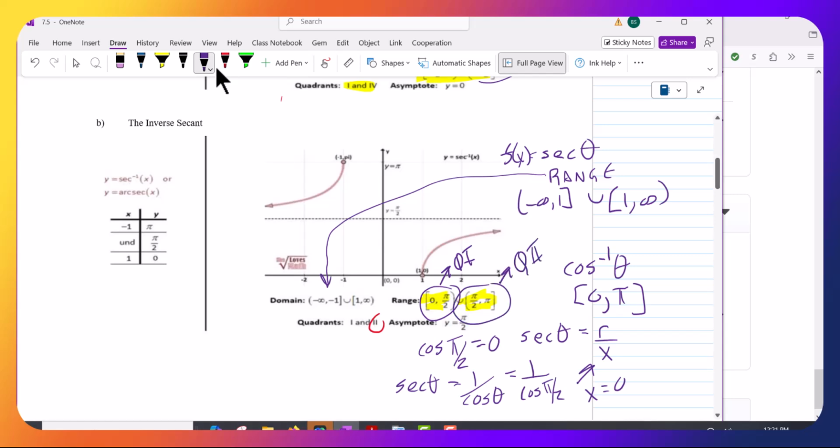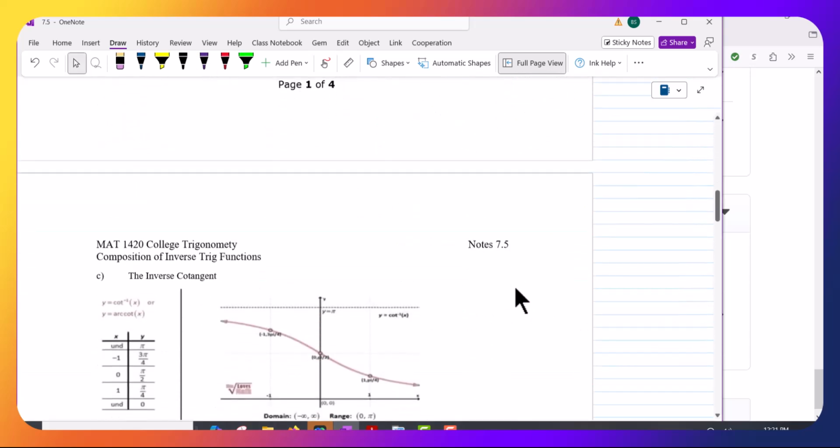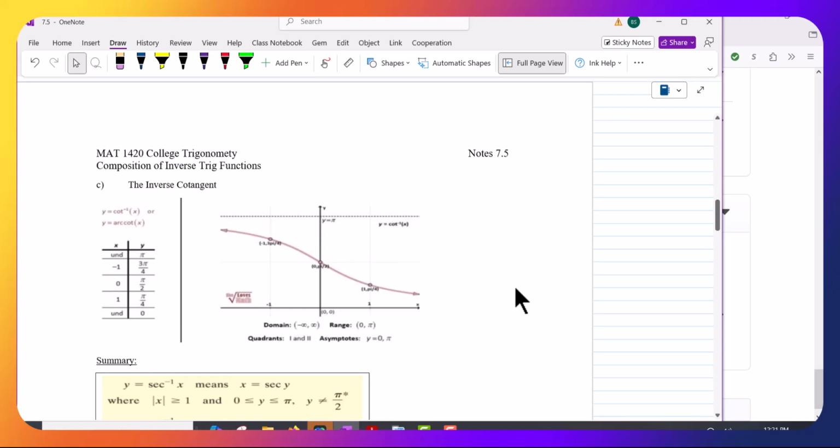Okay, so the key thing on this is to get an understanding of where the graph comes from, why we have the range that we have, and why we have the domain that we have. Okay, so let's move to the inverse cotangent. So the inverse cotangent, you can imagine rotating this at a 90-degree angle, and then you would visually see the cotangent graph on that.